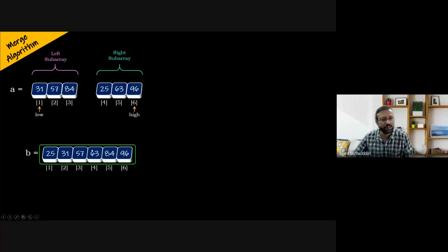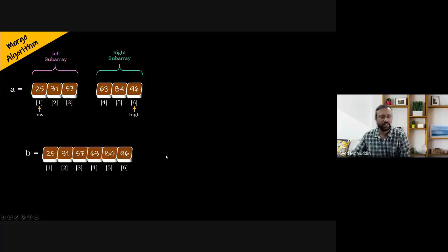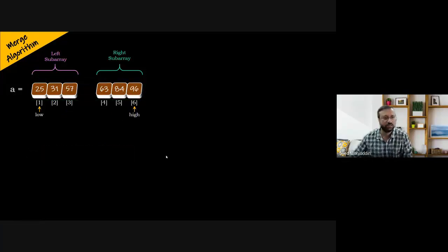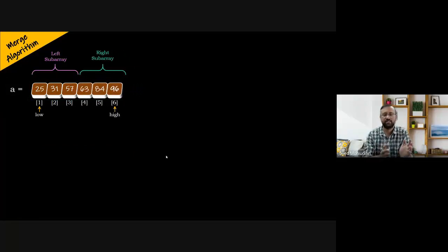Now we have to copy these elements back into the complete array A. So we use a variable k, which is pointing to the first index of array A as well as the first index of array B. Then each element is copied back, incrementing the index k. And then these two things are merged. Actually, when we copy it, that means it is merged itself.